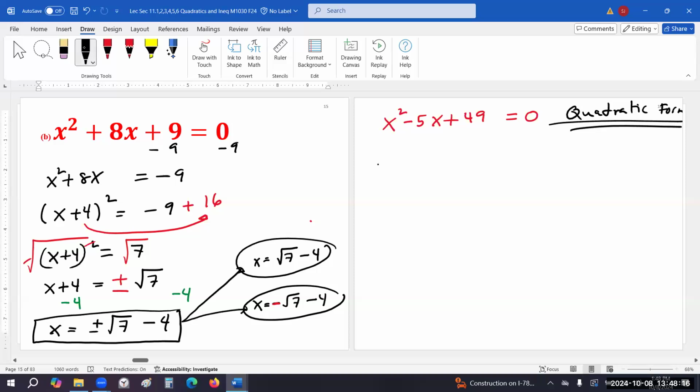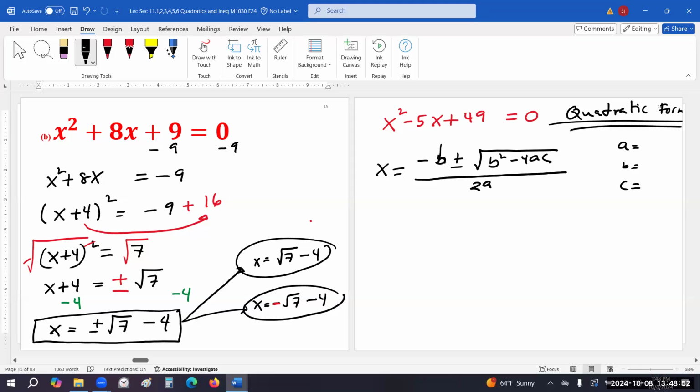So what is the quadratic formula? x equals negative b plus or minus the square root of b squared minus 4ac, over 2a. That's a lot. That means you have to identify what is a, what is b, what is c. So the number one problem with the quadratic formula is you must memorize the formula correctly, including the 2a under it.